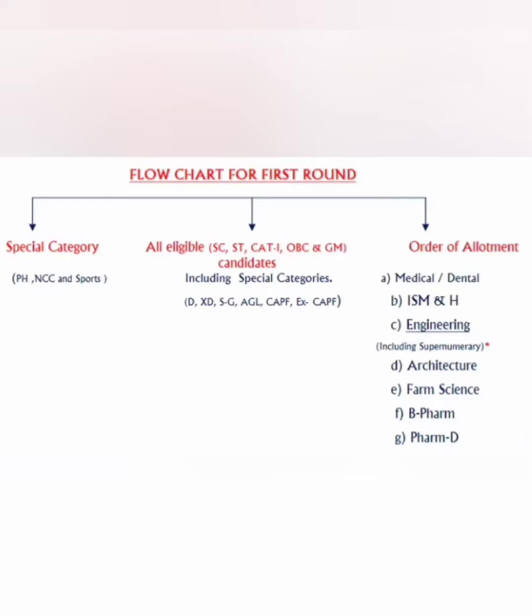So in this video, as you understand, I'm going to tell you about how the actual allotment of the first round will happen, right? And this will depend on a lot of factors. So basically, if you see in this flow chart, the first is special category. Special categories are basically physically handicapped, the NCC cadets, or the sports category students. I'll tell how the allotment will happen.